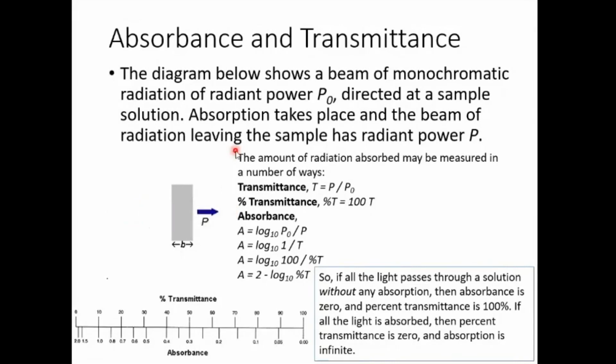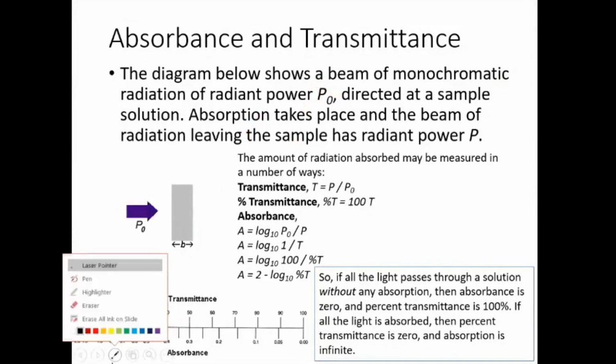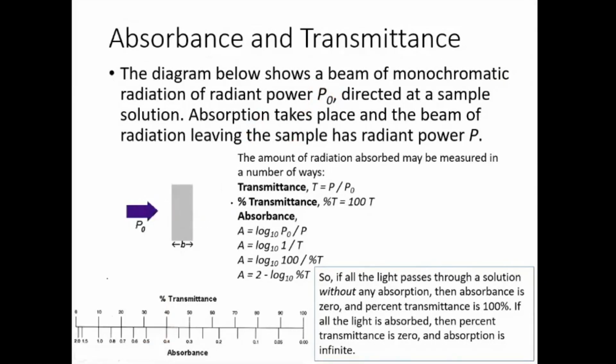So I will read out the slide. The diagram below shows a beam of monochromatic radiant power P0. There is a beam of electromagnetic radiation of power P0. The power of electromagnetic radiation is also called intensity. Some books will refer to this P0 as I0. Both of them are the same. P0 and I0 are the same.